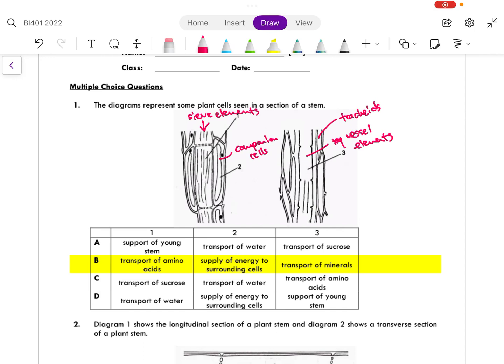Number one are the sieve elements. They transport amino acids. They can also actually transport sucrose, so this is actually still okay. Next, number 2, the companion cells. They supply energy to the surrounding cells, more in the form of nutrients and ATP. Okay, so these two options are okay. Next, number 3, that is the vessel element. So it transports water as well as mineral salts. So the best answer is B.